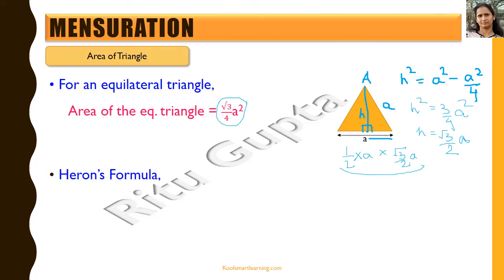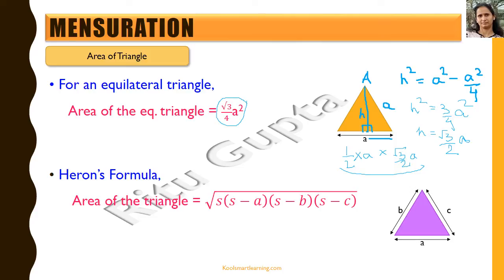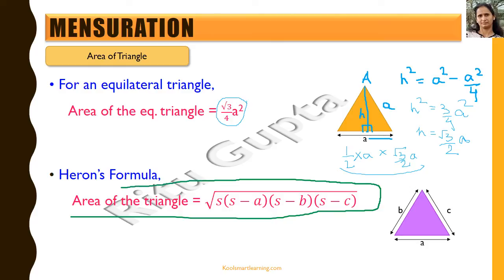Now let's look at the Heron's formula for finding the area of a triangle. This formula is applicable for all types of triangle. So if we take a triangle with the sides A, B and C, the Heron's formula says that the area of such a triangle is given by S into S minus A into S minus B into S minus C, whole square root.